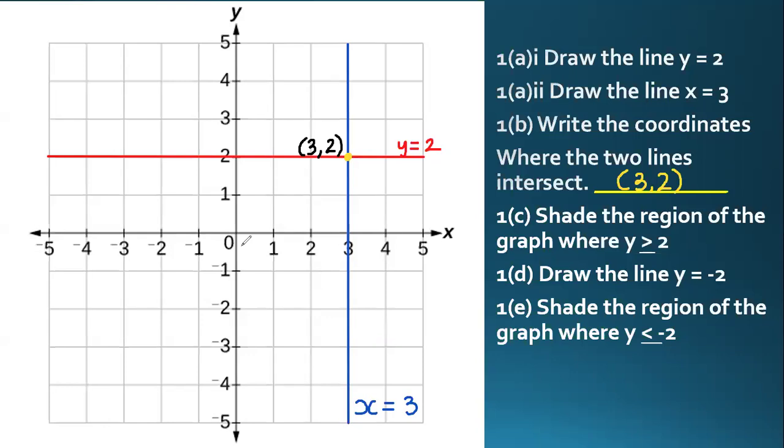What is the intersection point between these two lines? 3, 2. Do you understand this so far? Yes, sir. That's good.